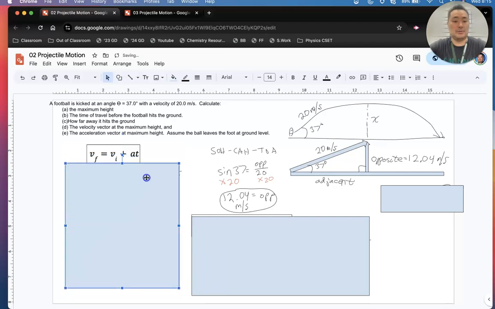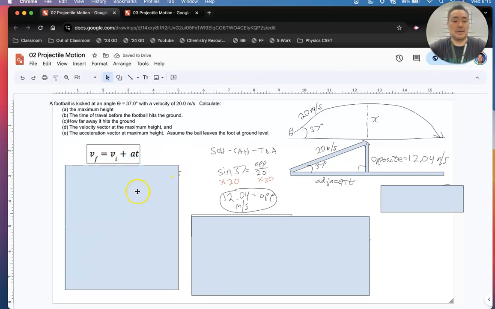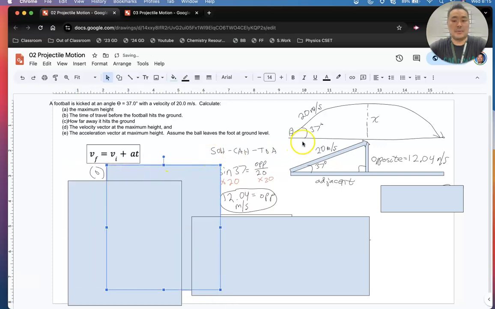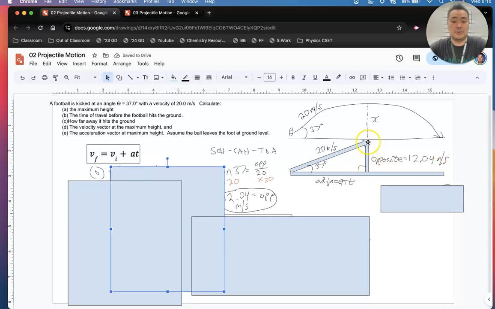We'll use this equation and plug in v sub f, which is velocity final. It's going to be 0. And the reason why it's 0 is because at the pinnacle of the trajectory, or at the maximum height, the ball is actually not moving upwards anymore. So that velocity going upwards of 12.04 becomes 0. And the initial velocity of our upward trajectory is 12.04.